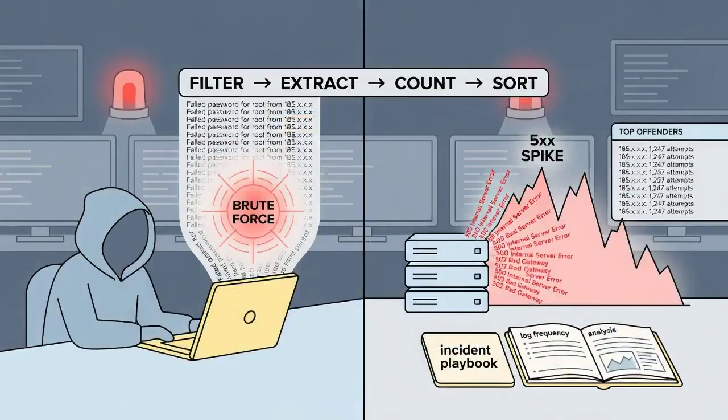This is also a security lens. The same pipeline that surfaces a misbehaving service also surfaces an attacker. Hundreds of failed SSH attempts from the same subnet, or a sudden spike of HTTP 500s. Both become obvious the moment you rank by frequency.